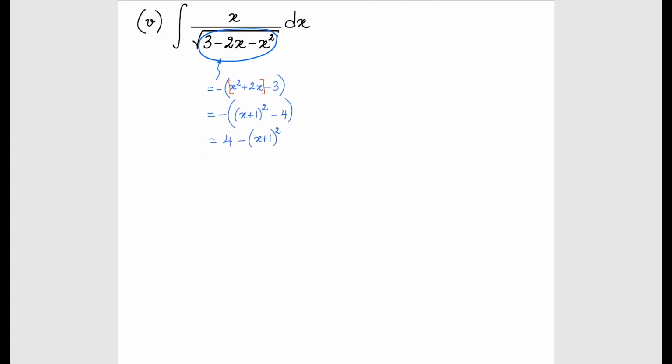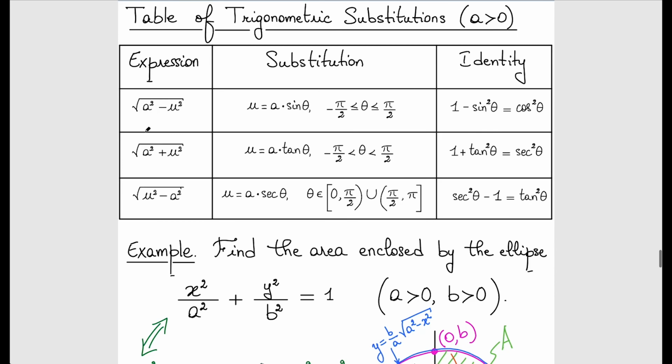And now the integral is equal to the indefinite integral x divided by square root of 4 minus x plus 1 squared dx. Now what's the format here? Positive entity minus variable squared, right? Let's go back to that table. So positive entity minus that variable squared. So the variable is going to be a sine theta, where theta is between minus pi over 2 and pi over 2. So let's keep this in mind.